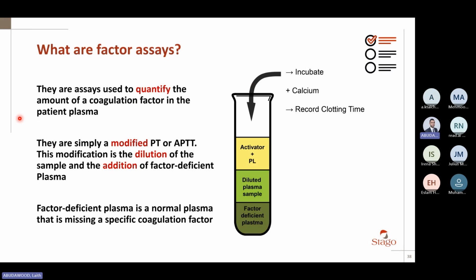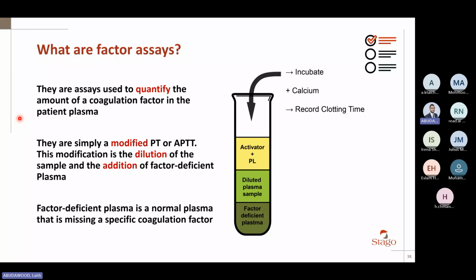Now, a quick, somewhat technical introduction to factor assays. As you know from the name, we use them to quantify the amount of the coagulation factors in the patient's blood. And they are basically modified PT or APTT assays. Whenever you run a factor assay, you have to use the PT reagent or the APTT reagent. However, it's not a classic PT or APTT.